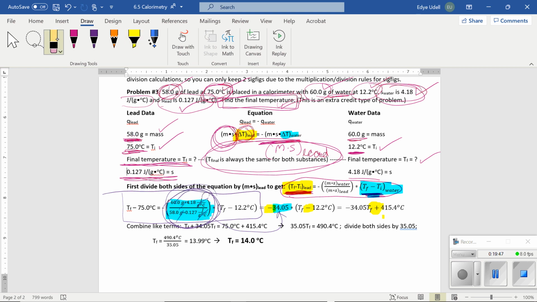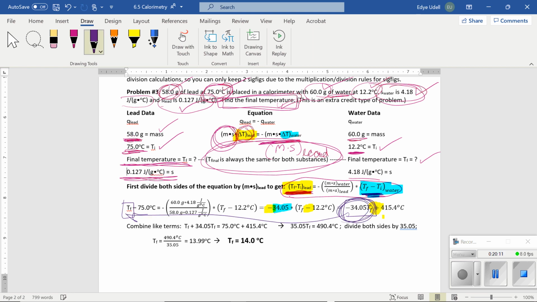I'm going to erase all of this stuff now because you can't see what's happening below. I need to combine the like terms. So everything that has a TF, I need to combine. Here was my original left side of the equation. So I need to combine these two together. So I will add the 34.05 TF to both sides, which gives me this on the left side. And then I also need to combine the non-TF terms, my degrees Celsius pieces.